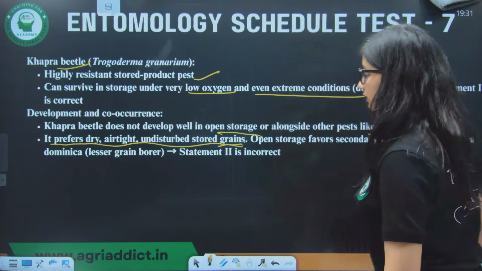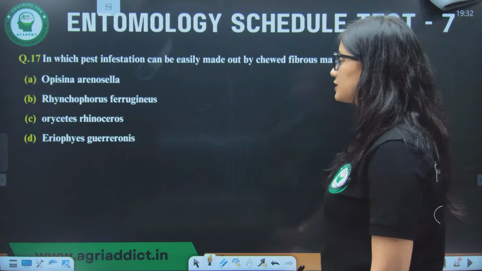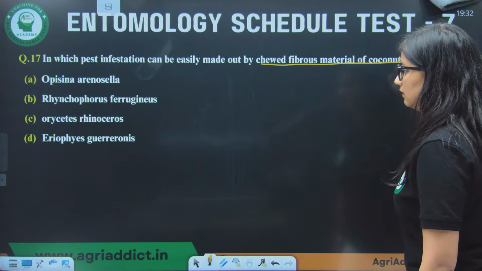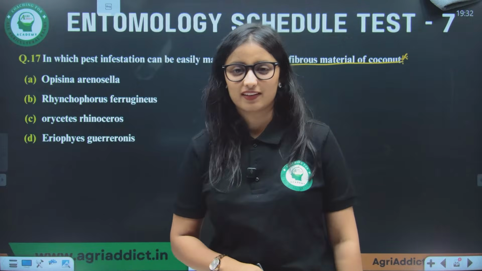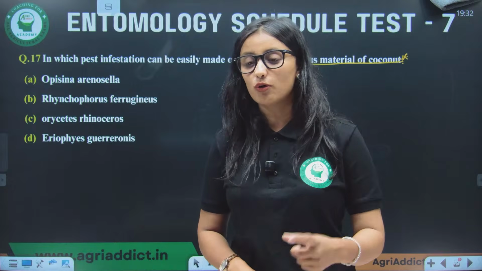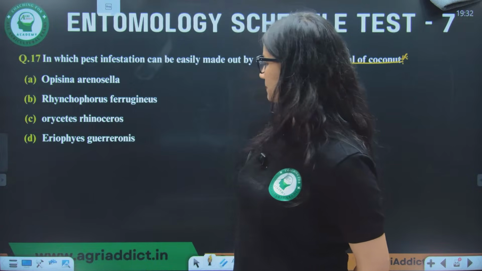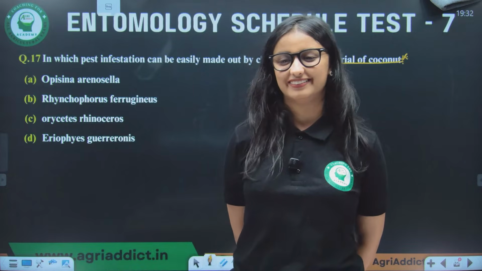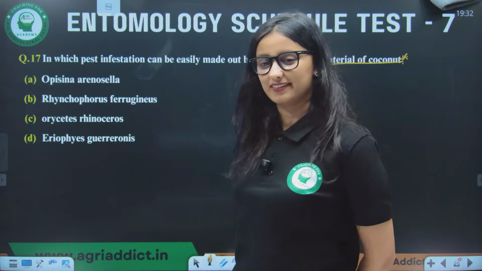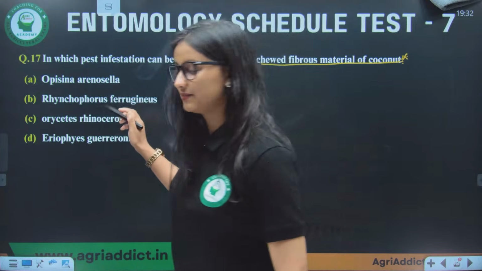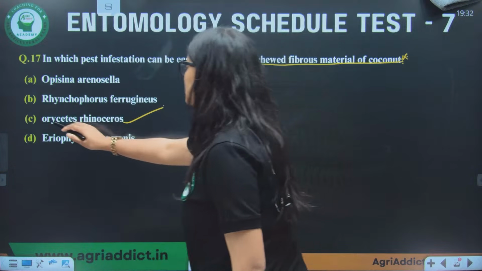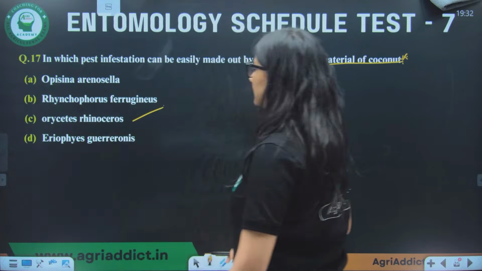Okay, so let's move to the next one. In which pest infestation can be easily made out by chewed fibrous material of coconut? What is the answer? These are direct questions, direct symptoms they are asking. So you should know very critically. Is it B? A? Answer correctly. Very good. C. Very good, very good. Arun Kumar and Samum. C is the correct answer. Oryctes rhinoceros is the correct answer.